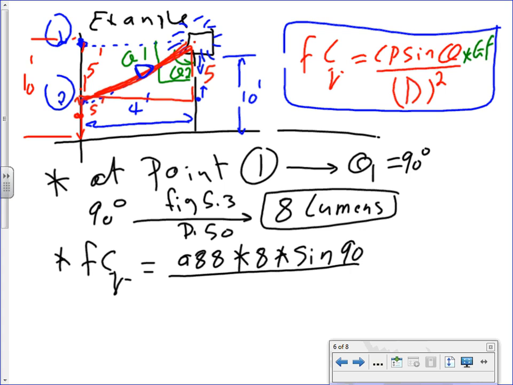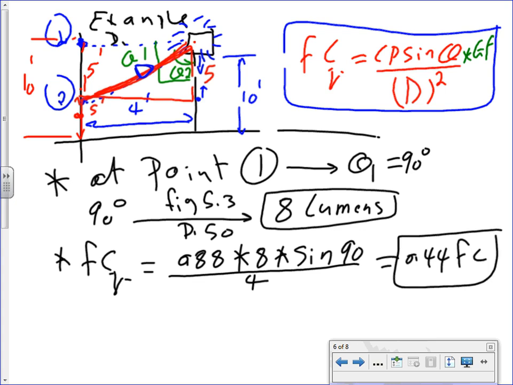What's the distance? Can you guys see D1 is the distance here? Everybody can see D1 is the distance here. D1 is 4. Divide by 4. Ladies and gentlemen, if you do that, you got yourself a healthy 0.44 foot candle. Any comments, any questions?